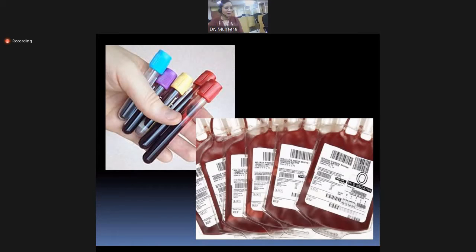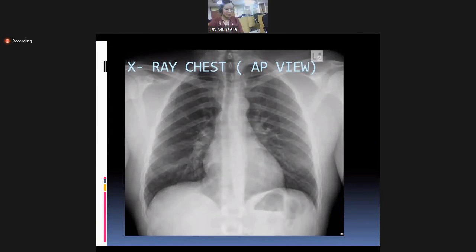You go for the baseline chest X-ray, which is an adjunct of the primary survey, to rule out the injuries, especially the hollow viscus injury.